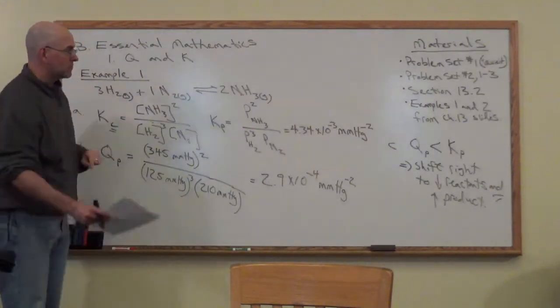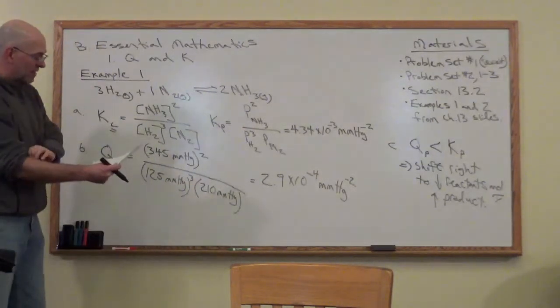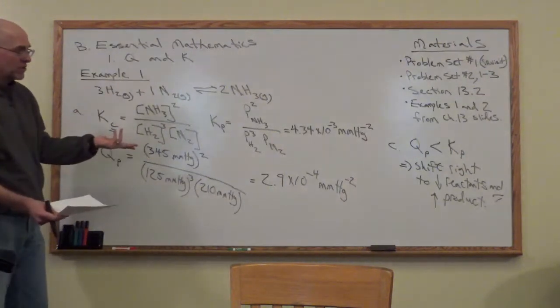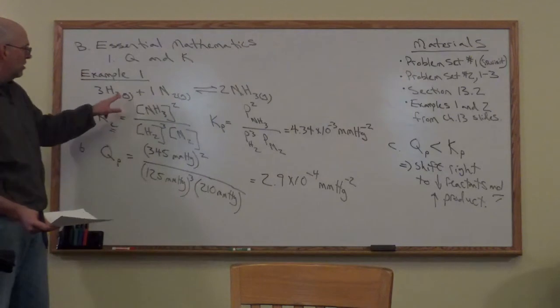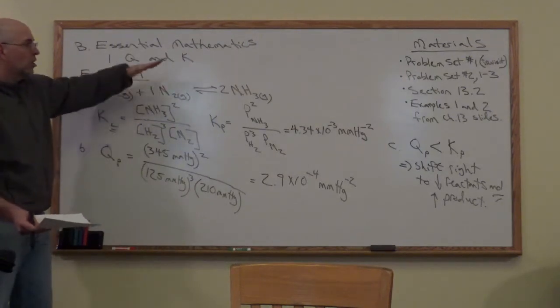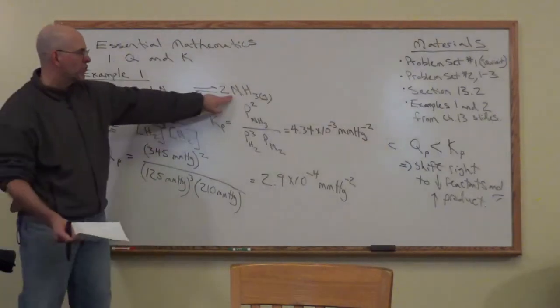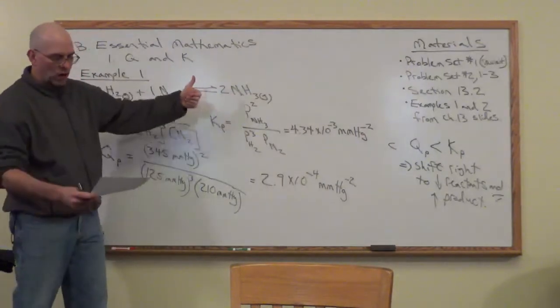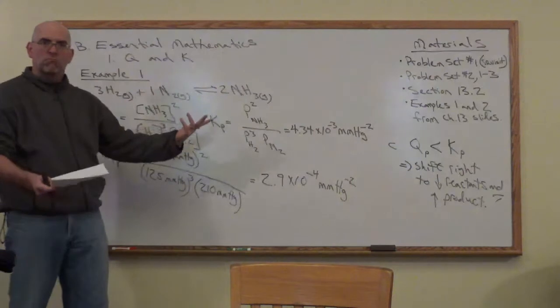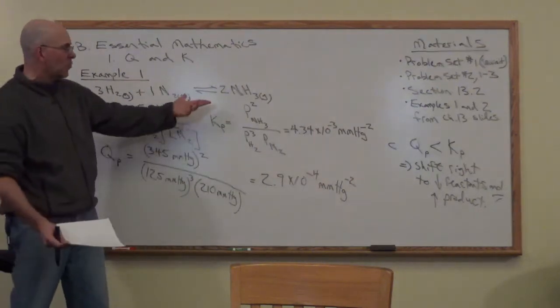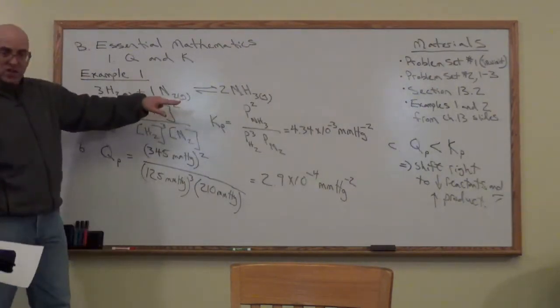So that's called a shift right, a forward shift, whatever you want to call it. Okay, so that's a good example of Le Chatelier's. In terms of pressures, that means that the partial pressure of hydrogen and nitrogen will go down. The partial pressure of ammonia will go up. That's a good example.